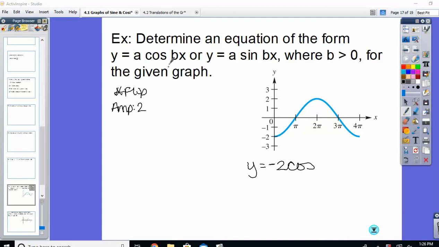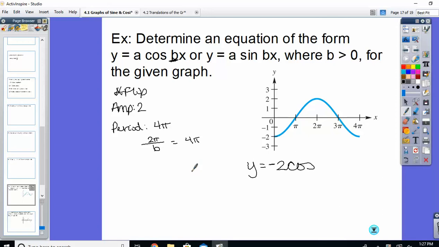Last thing we need is the b, what's attached to the x, and that is based off our period. The period is how long it takes for this graph to repeat. So after what point in time does it start repeating? 4 pi. You find the period by doing 2 pi, normal period, divided by b, the coefficient of x. So when I did 2 pi over b, we got 4 pi for a.